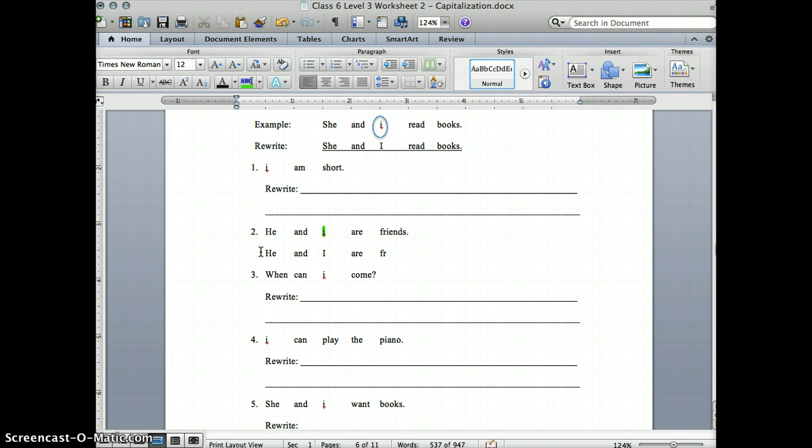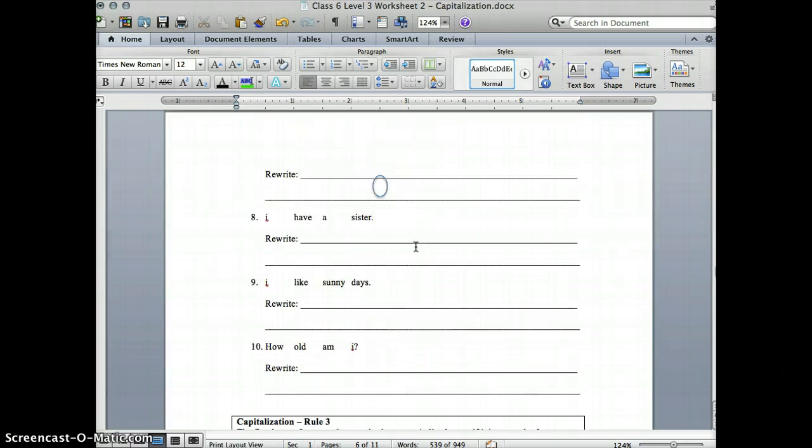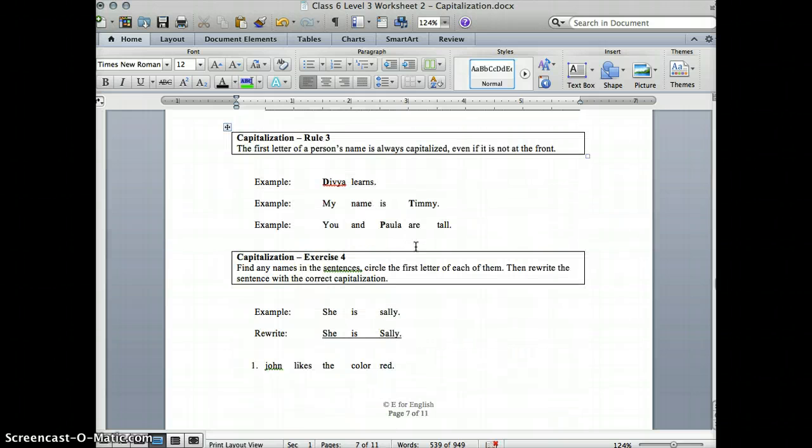And then we're just going to write the rest of the sentence as it is. And that's how you're going to do the rest of these exercises. Okay? Now you're going to learn another rule. The first letter of a person's name is always capitalized, even if it's not at the front. So this is just like the word I, and it's always going to be capitalized.